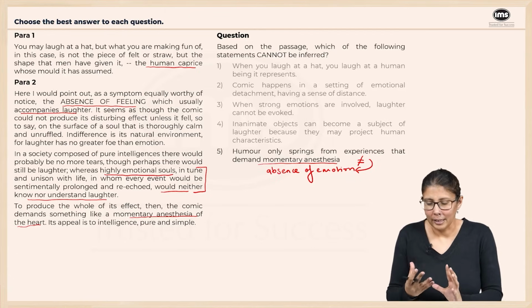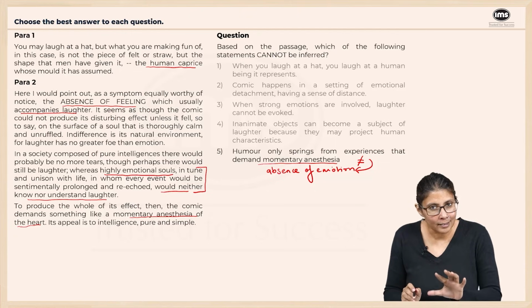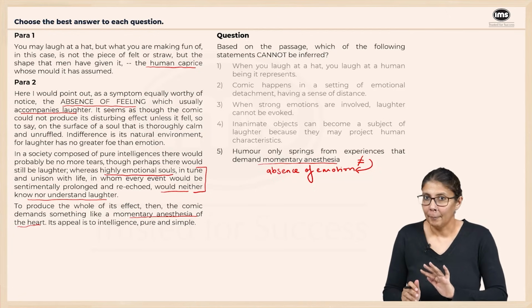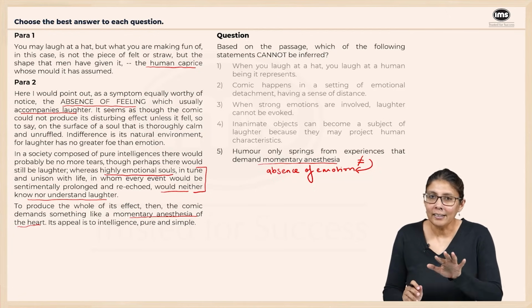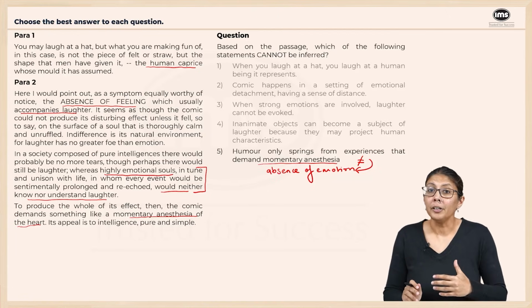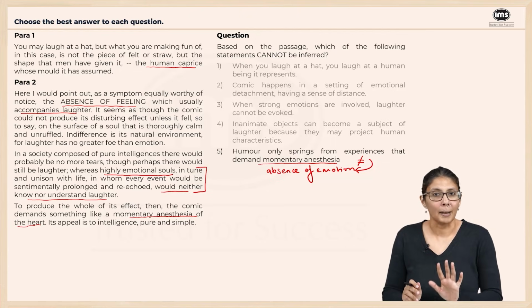But there is one more thing that you could possibly look at. Humor only springs from experiences that demand momentary anesthesia. This suggests that only certain types of experiences can produce humor. But that's not what the author is saying. The author is basically trying to convey that in any situation, if you want to be able to laugh at it, you need to practice emotional detachment. So humor is not the result of certain types of experiences. Humor can be the result of any experience as long as you are a detached spectator.